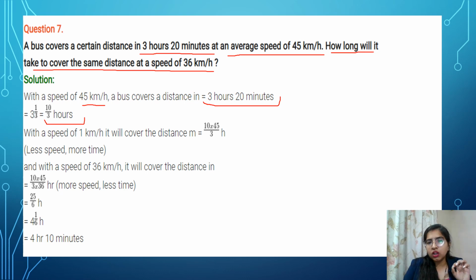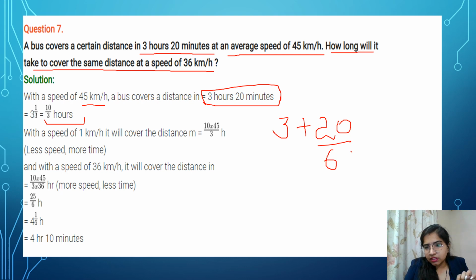First of all, you have to solve 3 hours 20 minutes. That's why I'm doing this question. I'm explaining this question just because of this 3 hours 20 minutes. You will write it like this: 3 plus 20 minutes, to convert it into hours, can be written as 20 upon 60. Clear, all of you?